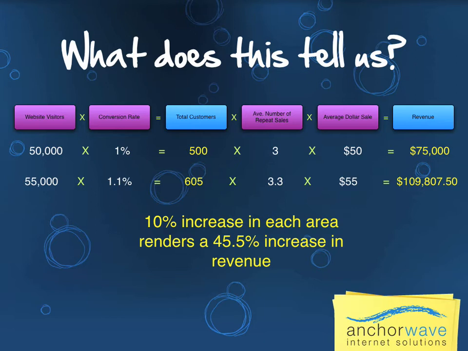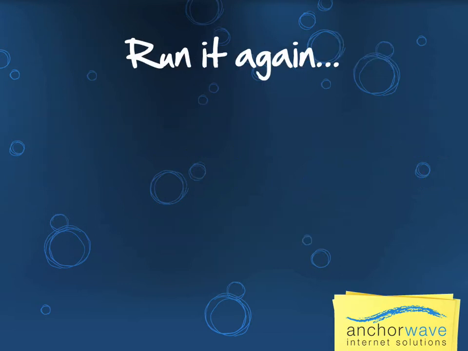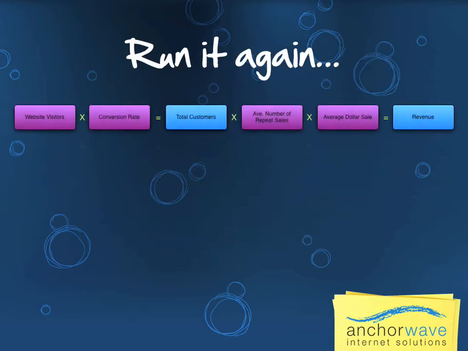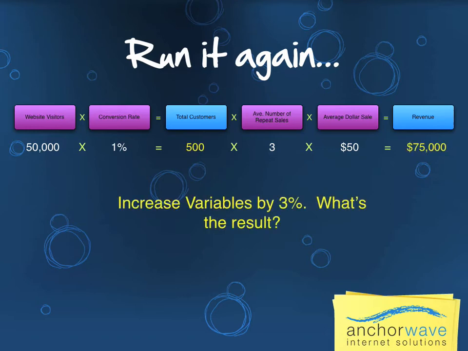For example, conversion rate is going to be a tough one to get a 10% increase on in comparison to website visitors, which might be a little bit easier to do. So let's run these numbers again. This time, instead of doing a 10% increase in each area, let's do a 3% increase. So here is our original equation, our baseline numbers. So what happens if we increase this by 3%? What's the result? Let's take a look here.